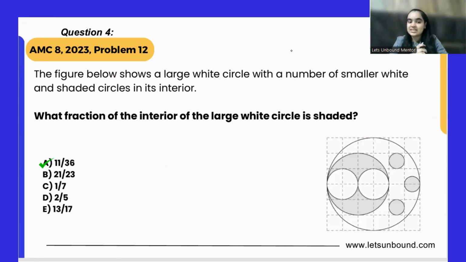Okay? Because they were asking us fraction. I know that was a little lengthy, but once you do it, it will be easier for you, right? So yes, we got the answer. Option A, 11 over 36.